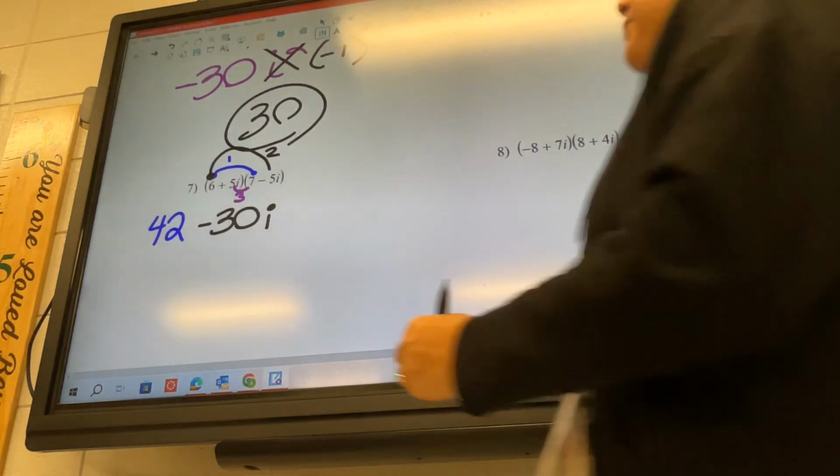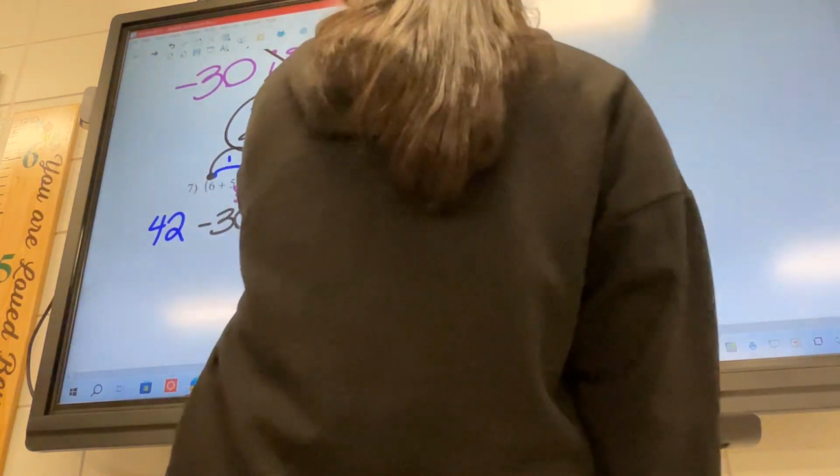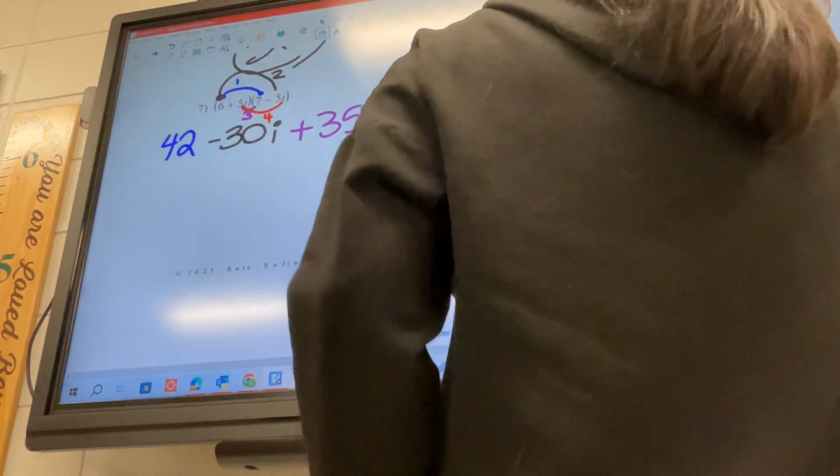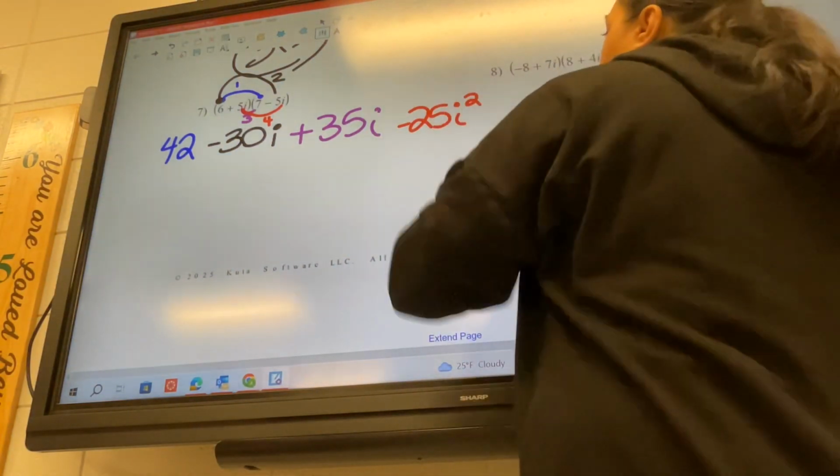Positive 35i. And for this last one, it's going to be number 4. 5 times negative 5. Negative 25i squared. Negative 25i squared. Okay.